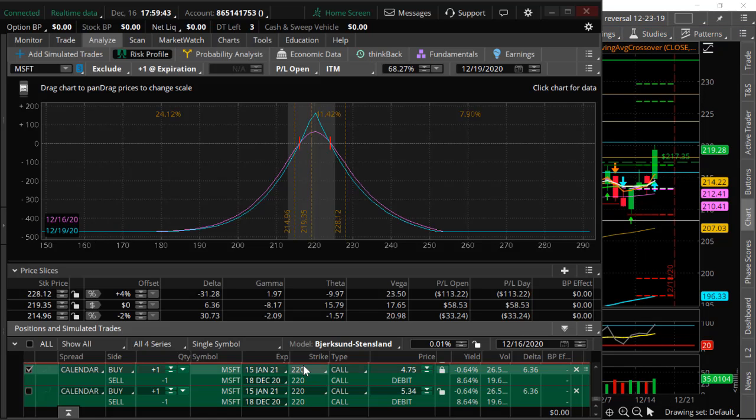So set this up this morning, this was Wednesday the 16th of December. So bought the 15 January 220 call, and at the same time sold the 18 December 220 against it, and did this as a spread. It's $475 per spread. Debit paid, that's your maximum risk.